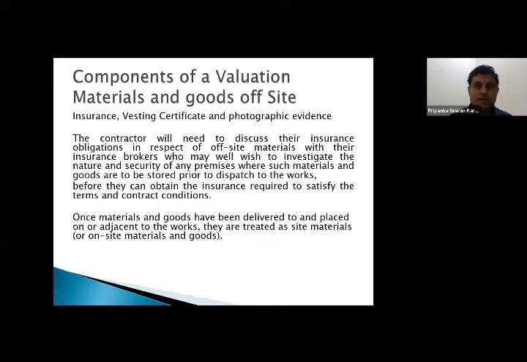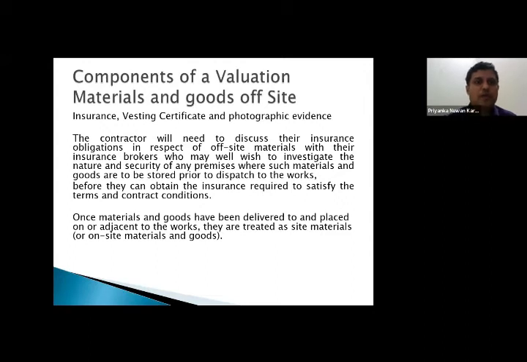Now, in order to have materials off-site, even within the Oman conditions of contract, the contractor can enter into a supplementary agreement with the employer. What is a supplementary agreement? That is, you are changing the terms of the contract. With the wish of both the parties, you can change the terms of the contract unless it is illegal. You cannot enter into a contract which is illegal.